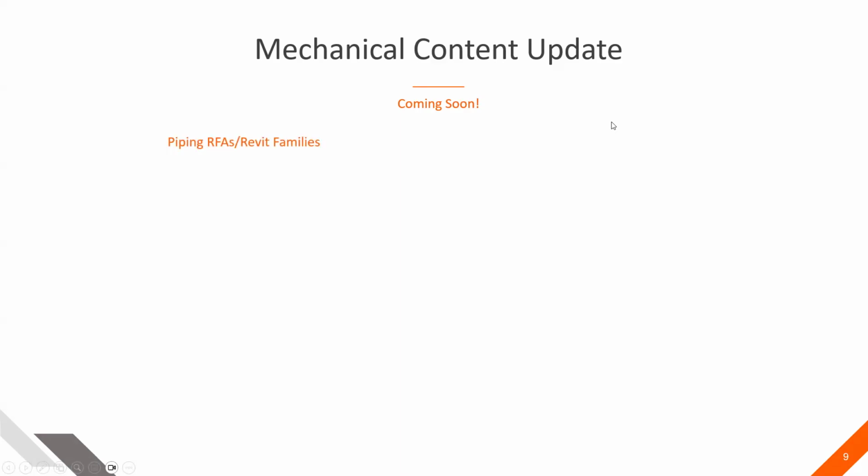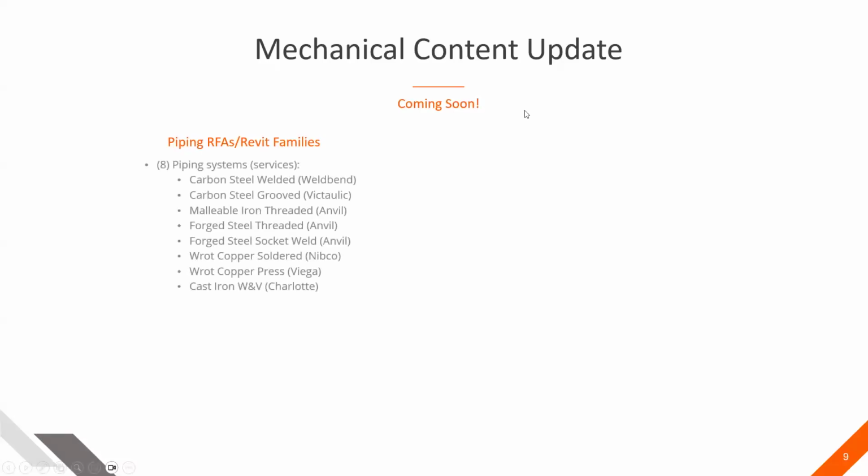I mentioned before that we want to be able to support RFA workflows from start to finish. To that end, we are working on getting accurate pipe fittings to support the following 8 piping systems. Bunch of carbon steel, some forged steel, some copper, some cast iron, a lot of great stuff in there. All in, it'll be over 3,500 unique fitting permutations when you multiply the part size and part types that'll be available to you.